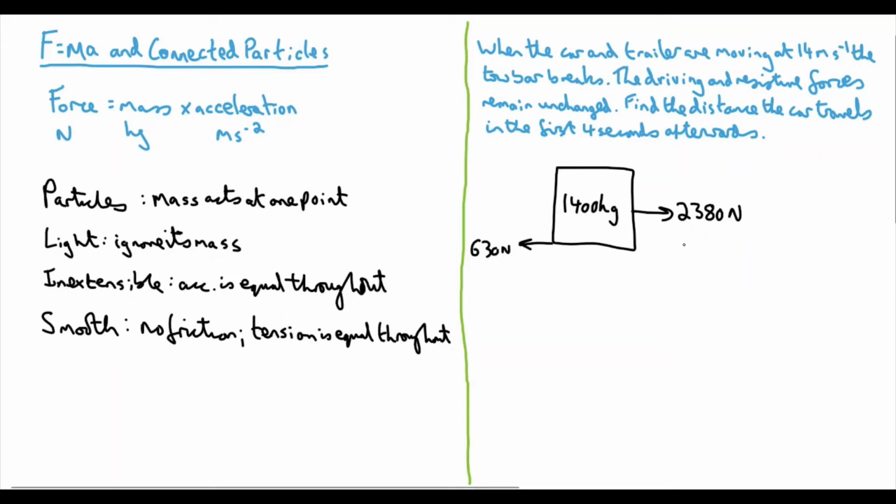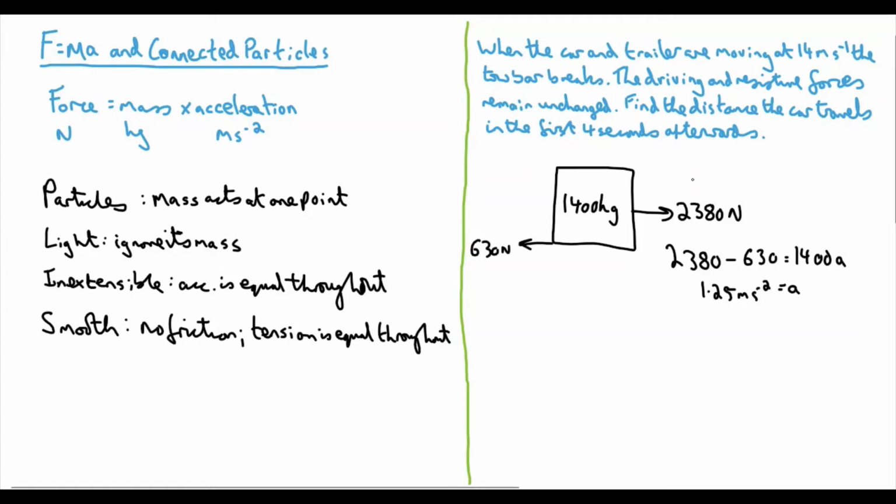So once again, resultant force, we'll have our 2,380 minus the 630. That will give us 1,400A. So if you divide the left-hand side by the 1,400, that leaves you with the acceleration now being 1.25 meters per second squared, as opposed to the 0.7 from before.